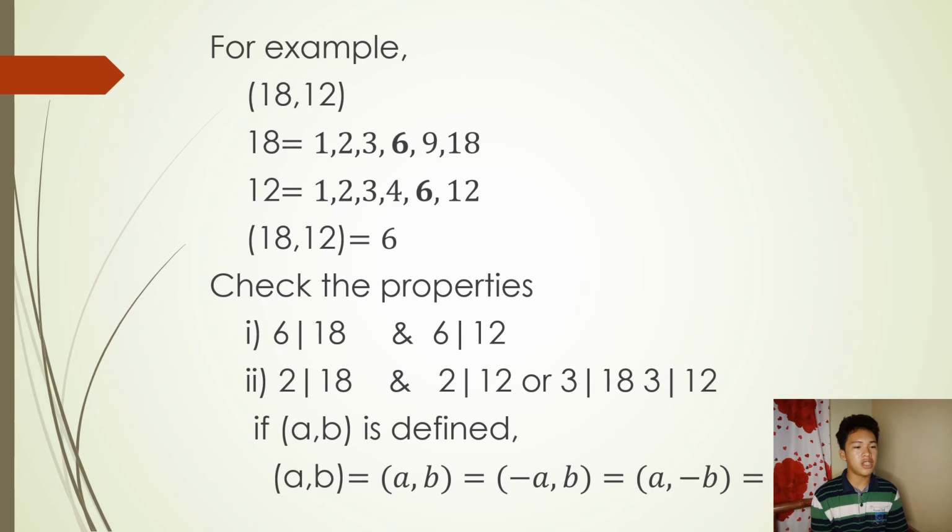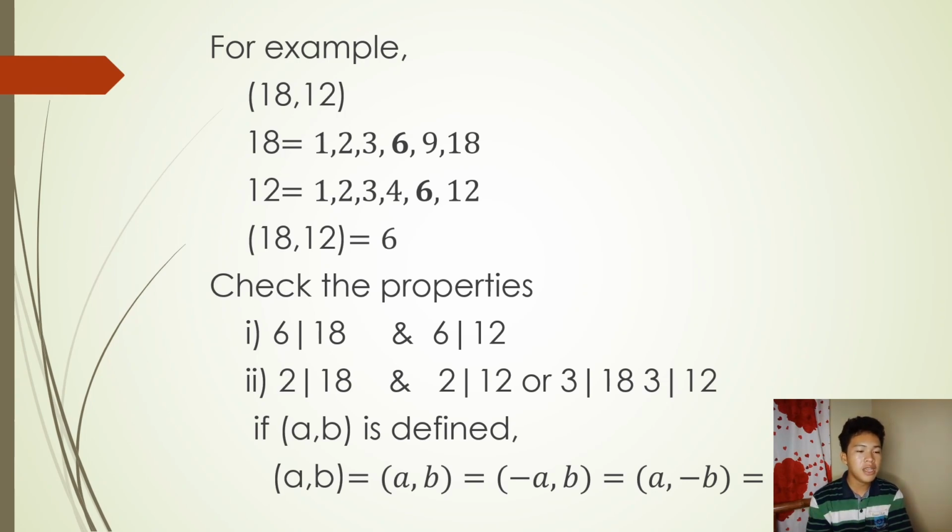So check the properties. 6 divides 18? Yes, because 18 divided by 6 is equal to 3. And 6 divides 12? Yes, also, because 12 divided by 6 is 2. And the second: 2 divides 18? Yes, because 18 divided by 2 is 9. And 2 divides 12, or 3 divides 18 and 3 divides 12. Yes, because they are divisors of 18 and 12.